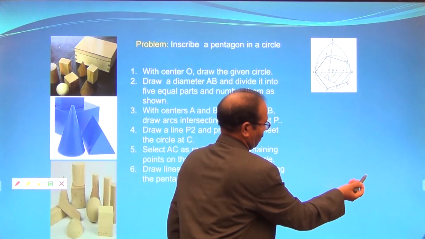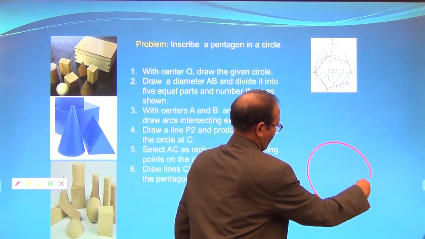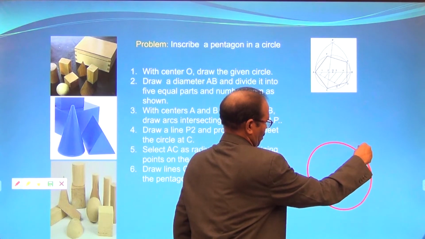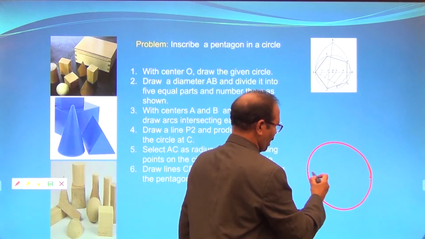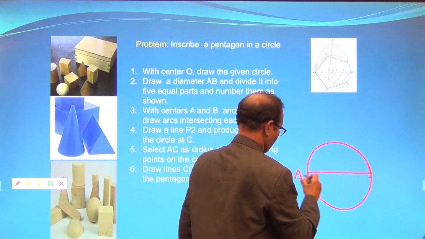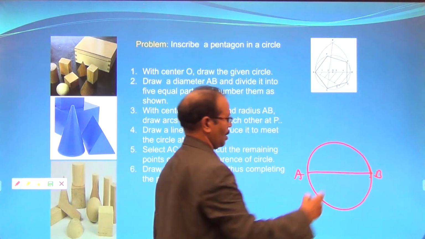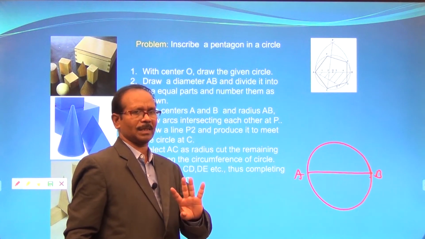First draw the circle. Then draw a diameter AB. Divide AB into 5 equal parts.